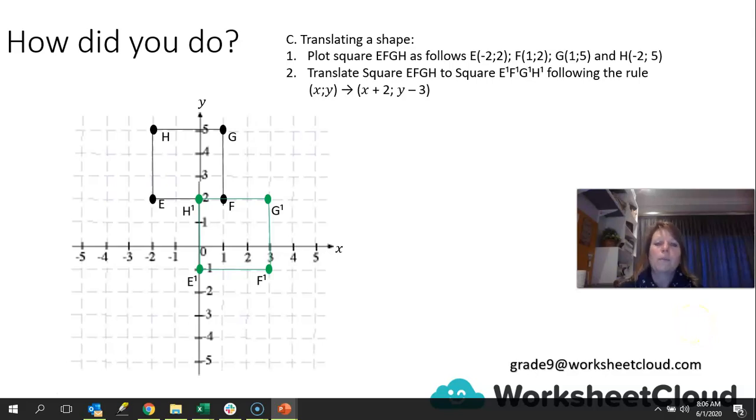So we have translated a point, we have translated a line segment, and we have translated a shape. We did it together, and you did it on your own, and I'm sure you coped very well. Remember, if there's anything you want to ask, please send an email to grade9@worksheetcloud.com and somebody will answer your query. Or you can just go back and watch the video from an earlier point to get the explanation again.